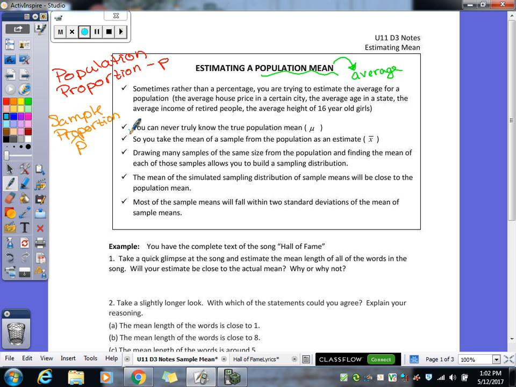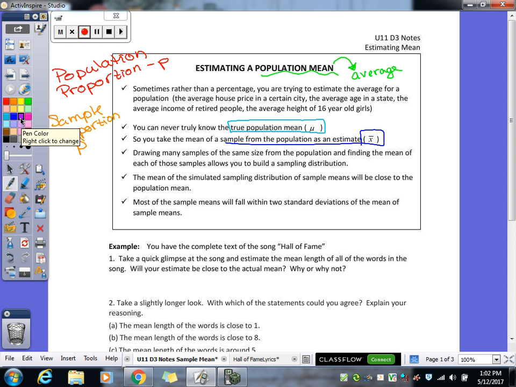This is everything that I said here. You will never truly know your true population mean, which is that little Greek letter there that we call mu. So you'll never actually know what that number is, but you're going to try to figure out what that number is based on your sample means, which our sample would be your X with the bar above it. That's our symbol for our mean. So drawing many samples of the same size from the population and finding the mean of those means is how we can try to figure out what our true population mean is.